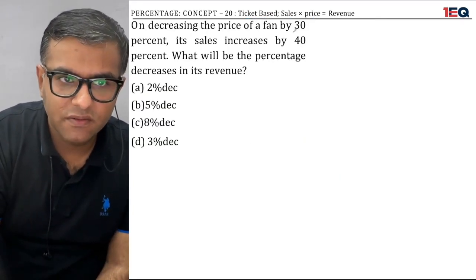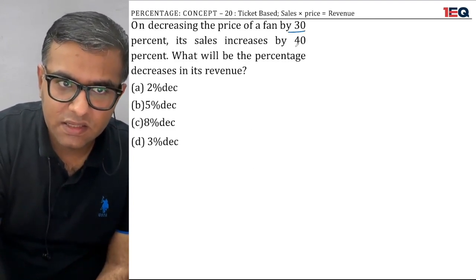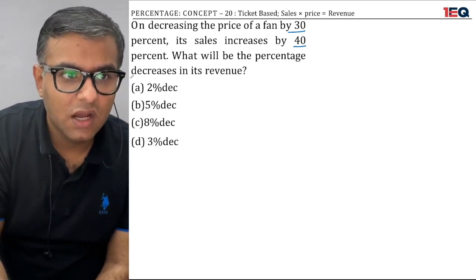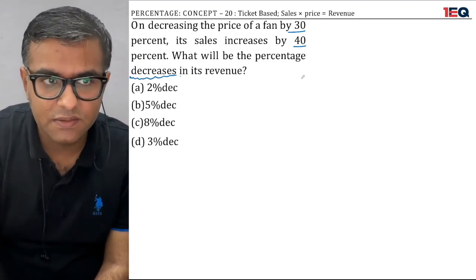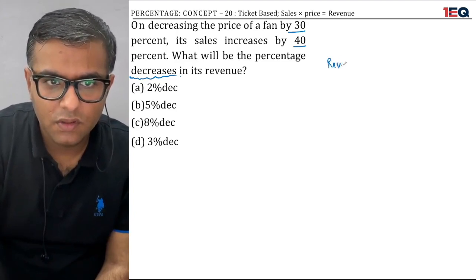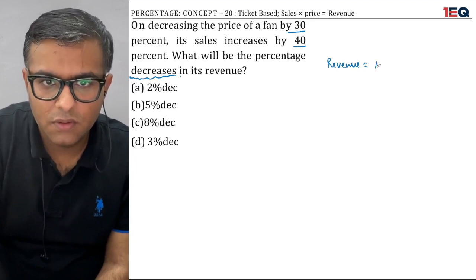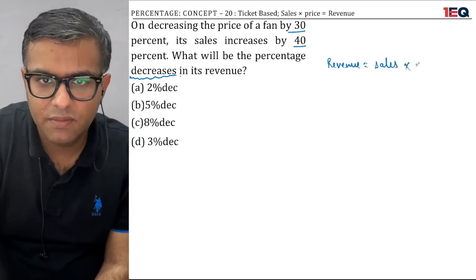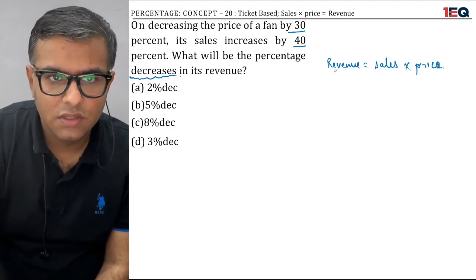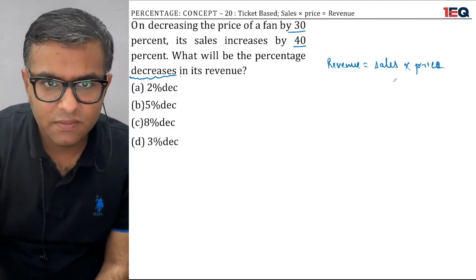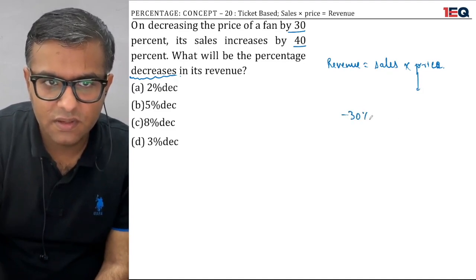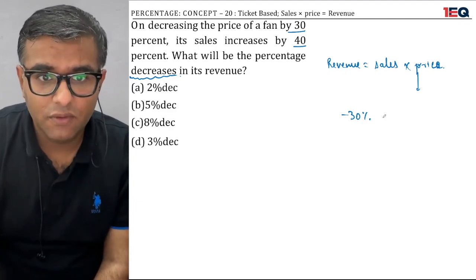On decreasing the price of a fan by 30%, its sales increase by 40%. What will be the percentage decrease in its revenue? See how sharp they are. They've already written decrease. The revenue would be equal to sales multiplied by price. So the price of the fan is being decreased. So minus 30% is the decreased price of the fan. Its sales increase by 40%.